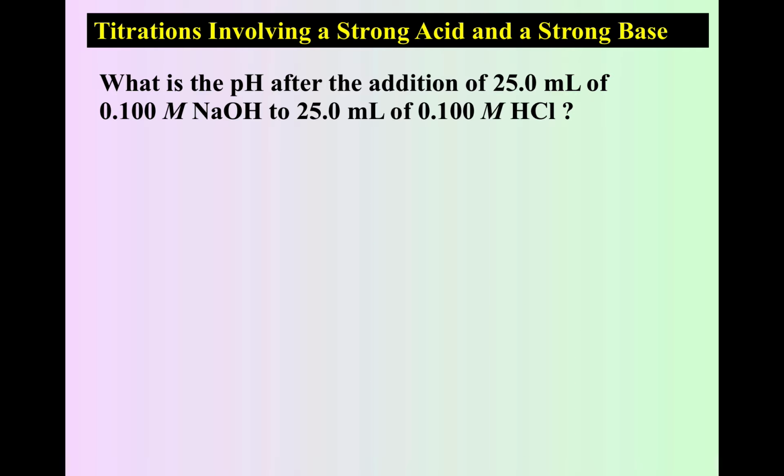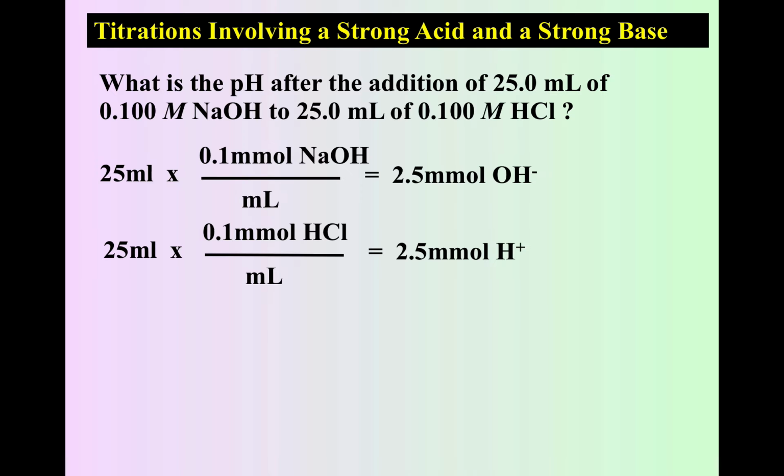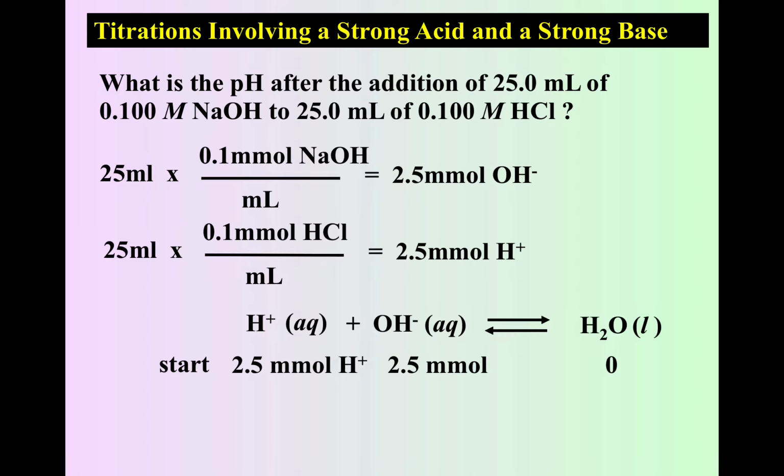If I add 25 milliliters of the 0.1 molar sodium hydroxide, I'm adding 2.5 millimoles of hydroxide, reacting with 2.5 millimoles of the H plus ion. So this is the equivalence point, right? I've got the same number of moles of acid as base, so it goes to 0, and all I'm left with in the water is water.